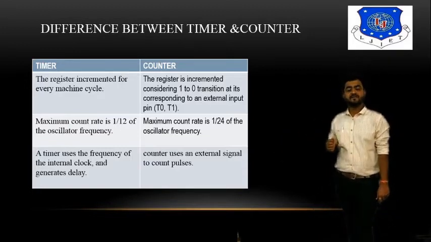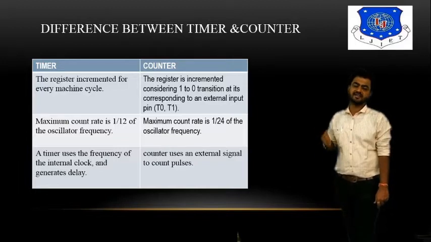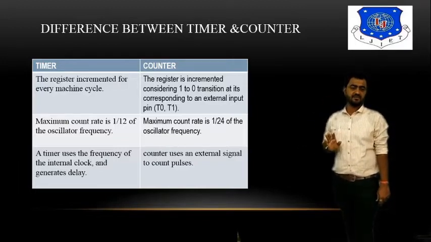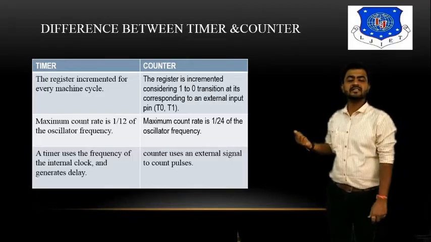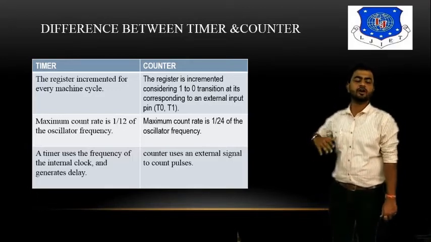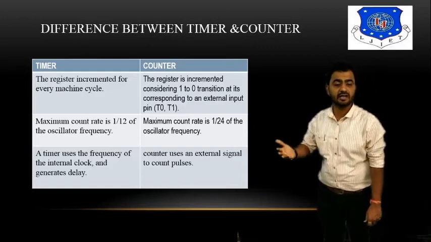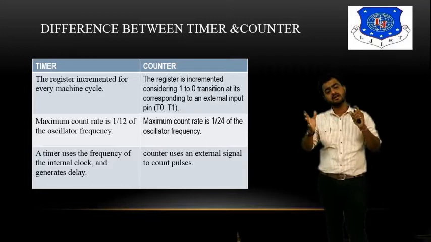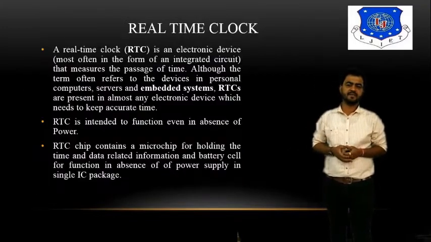So a timer uses the frequency of the internal clock to generate delay. The counter uses an external signal and counts the pulses. So basically, here you can see the timer only works in terms of the internal clock mechanism, and the counter only works in terms of the external clock mechanism. So these are the basic differences between timer and counter circuits.